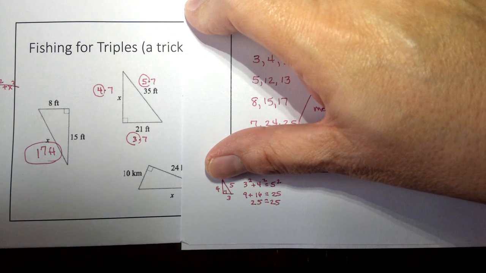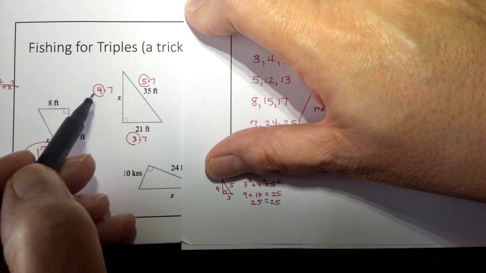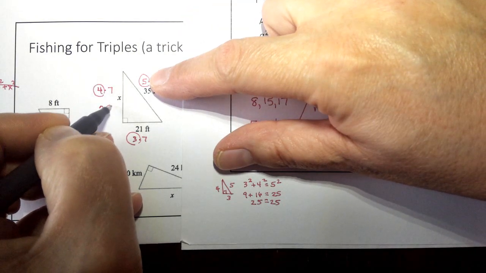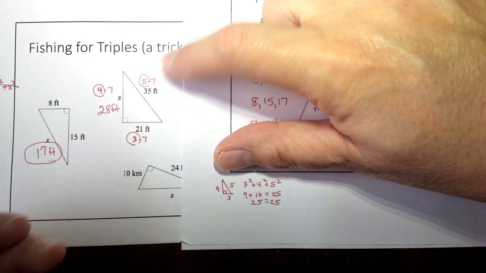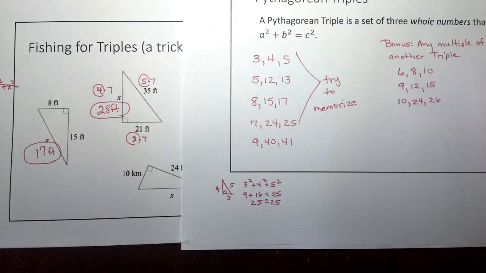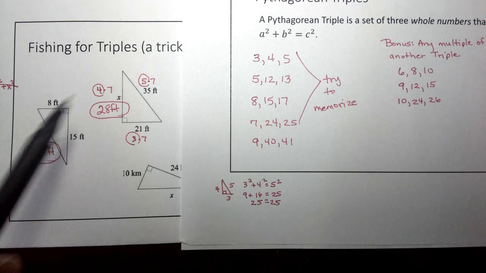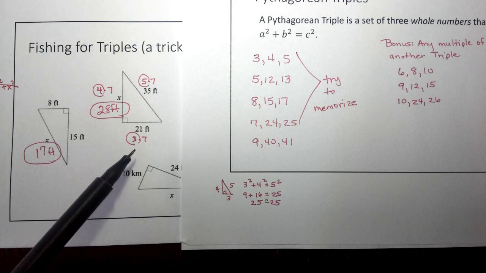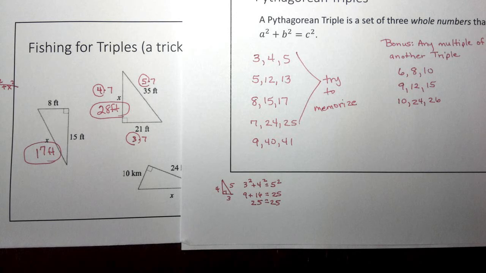And then the times 7 is the common factor. What is 4 times 7? 28 feet. That's the length of the missing side. Now if you can do this multiplication trick in your head, you don't have to write anything down except the final answer. Let's try another one.